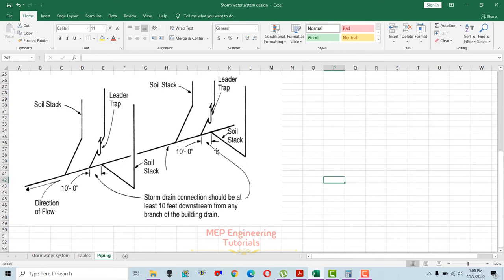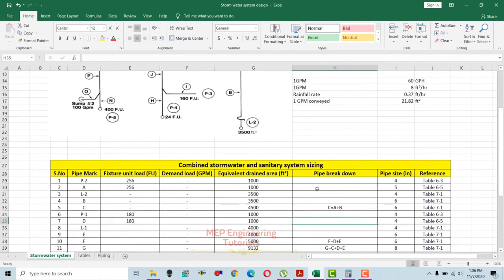As you can see here, this is the combined stormwater and sanitary drainage system. This is the soil stack pipe, this is the runout from the stack, and this is the main combined storm and drainage pipe. This is the leader pipe for the storm water, and there we have a trap, and then a horizontal pipe in here. It is important to understand this before proceeding towards the pipe sizing.